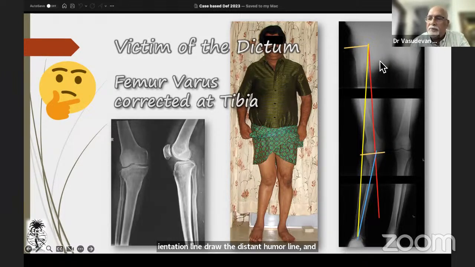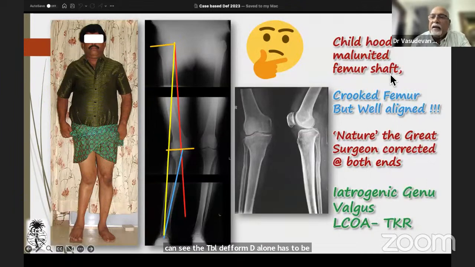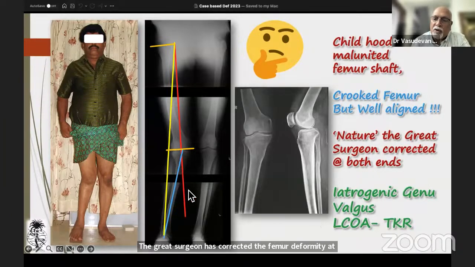LDFA and LPFA are normal. So though there is a diaphyseal deformity in the femur, there was a compensatory deformity correction on either side, and the femur ultimately falls in the right position. And you can see the iatrogenic tibial deformity alone has to be corrected. He had a childhood malunited femur shaft, looking like a crooked femur but well aligned. Nature, the great surgeon, has corrected the femur deformity at both ends. And the iatrogenic genu valgus was not corrected by nature and resulted in lateral compartment arthritis. And he was advised total knee replacement.